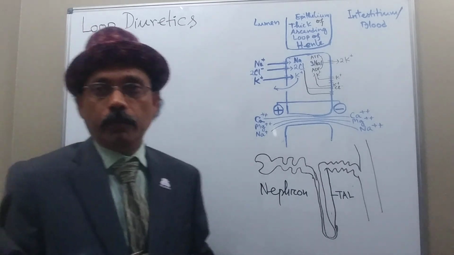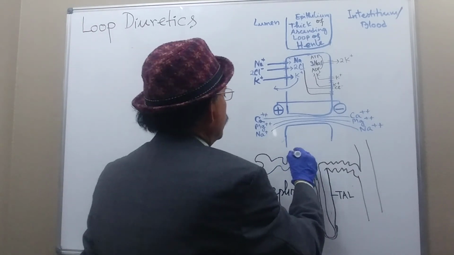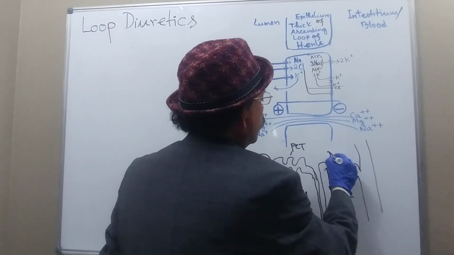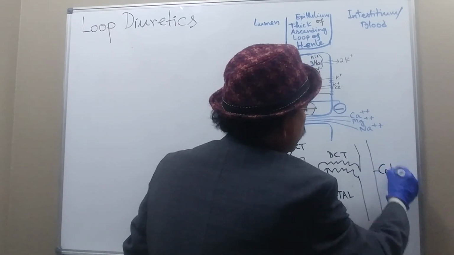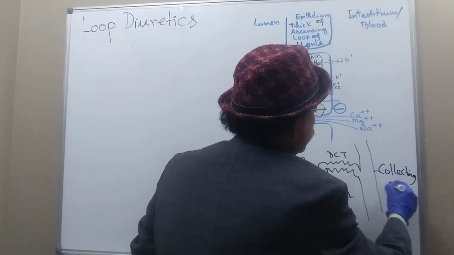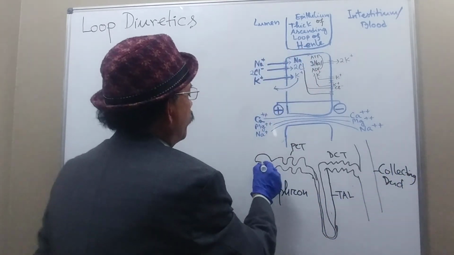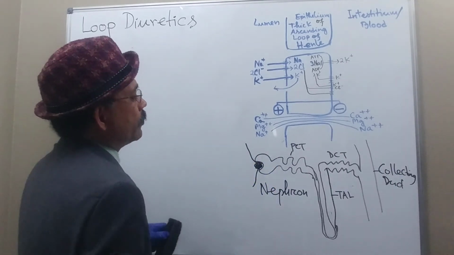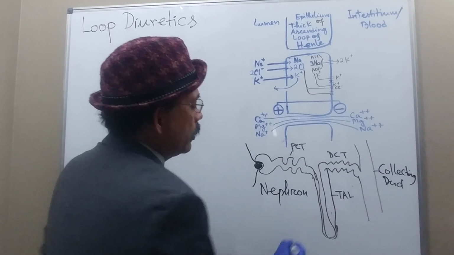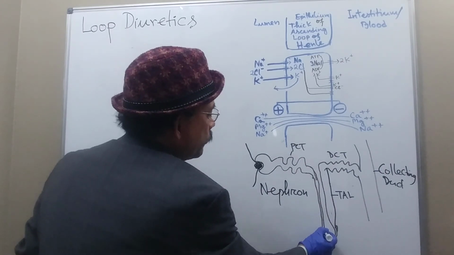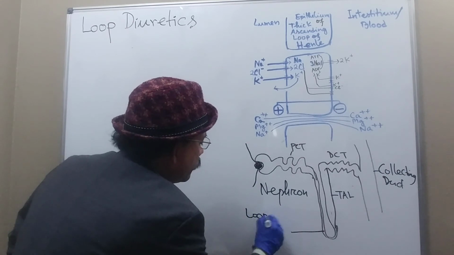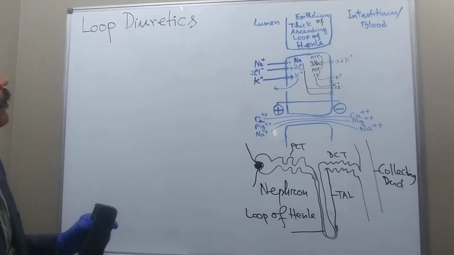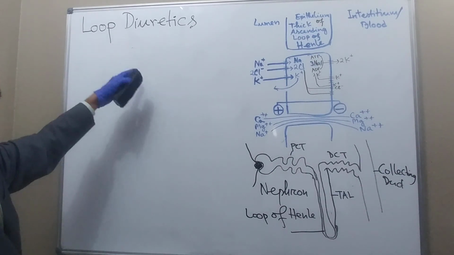In each kidney we have around 1 million nephrons. This is the proximal convoluted tubule, the distal convoluted tubule. This is the collecting duct. This is the Bowman's capsule. We have the glomerulus, efferent vessel, Bowman's capsule, proximal convoluted tubule. This is the thin segment of the loop of Henle. This is the loop of Henle. So how do the loop diuretics work?